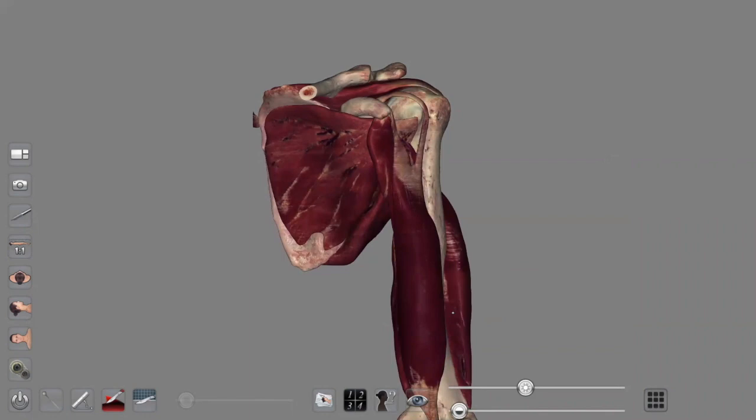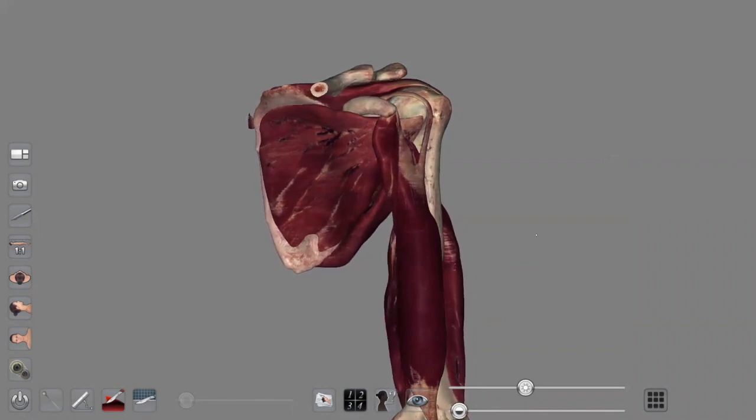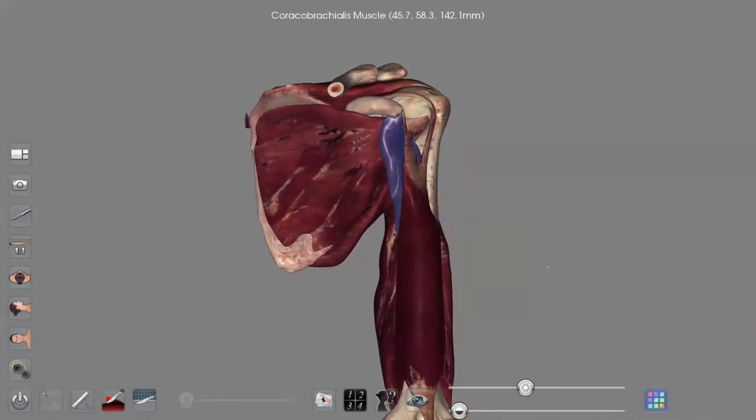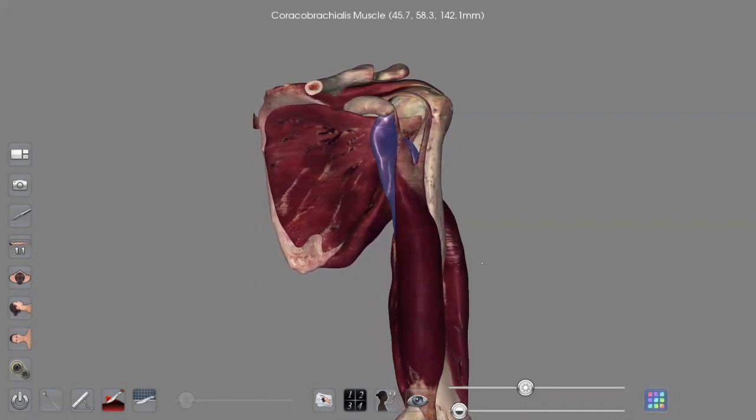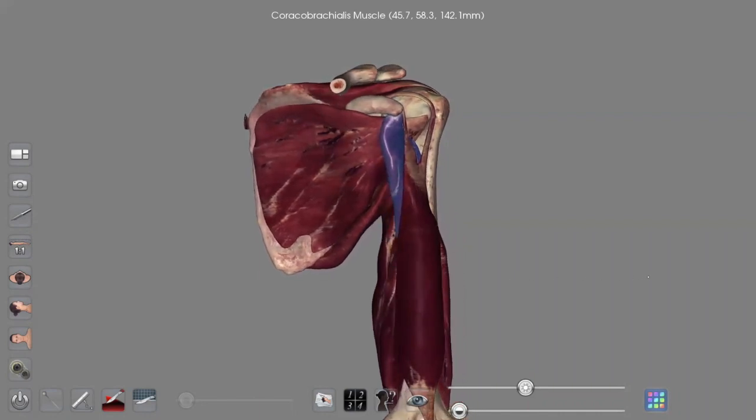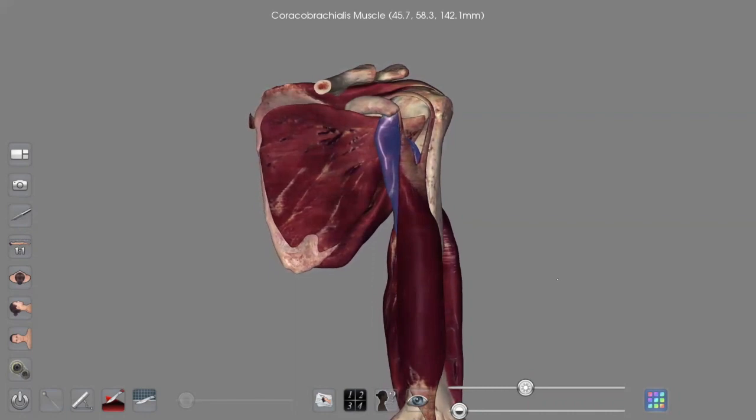Next, staying on the anterior aspect of the shoulder, we see two muscles. First, the coracobrachialis is highlighted here. The coracobrachialis has an origin on the coracoid process of the scapula and an insertion on the middle third of the medial surface of the humerus. This muscle, like many within the anterior aspect of the arm, is innervated by the musculocutaneous nerve and has the collective actions of shoulder flexion and adduction.